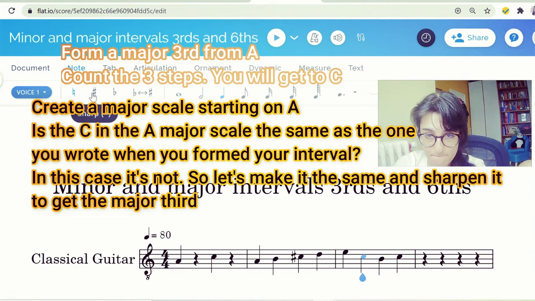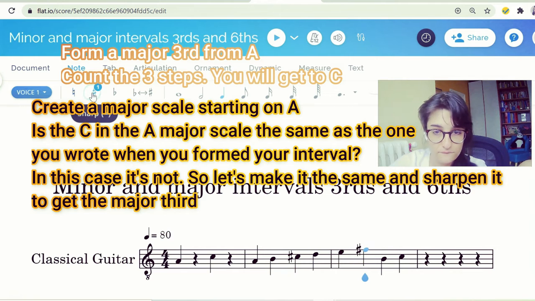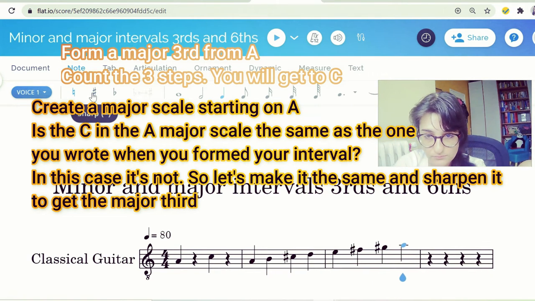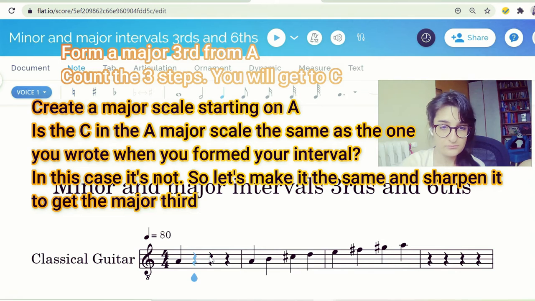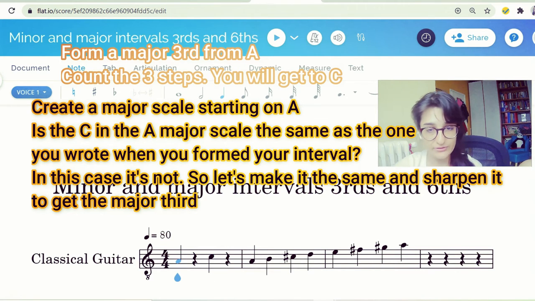Formulating A major, yeah? Now, if we have to form a major third starting on A, let's look at the C. Is it the same C of the scale we formed? No, it's not. Because in the scale, the C is sharp. Therefore, we're going to count 3. A, B, C. Form the scale on A. After we form the scale, we find that the C is sharp. We're going to sharpen the C.